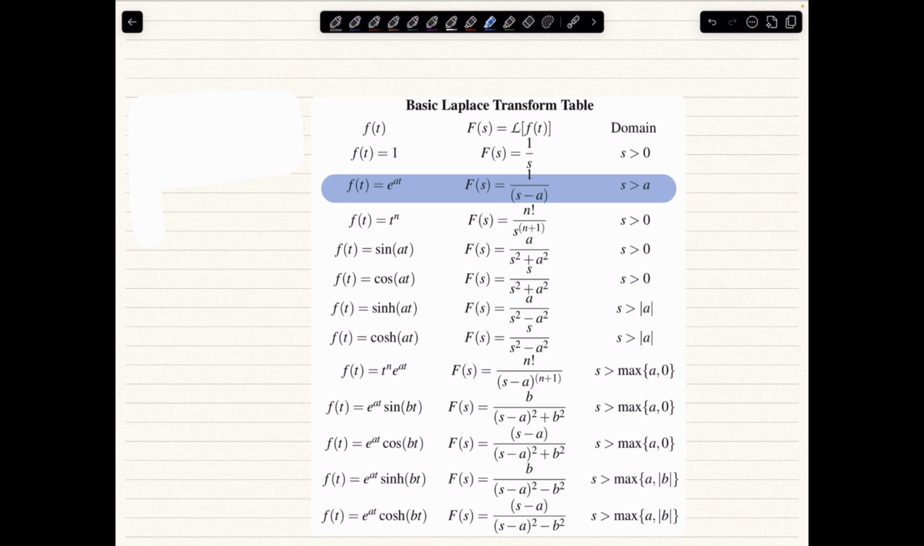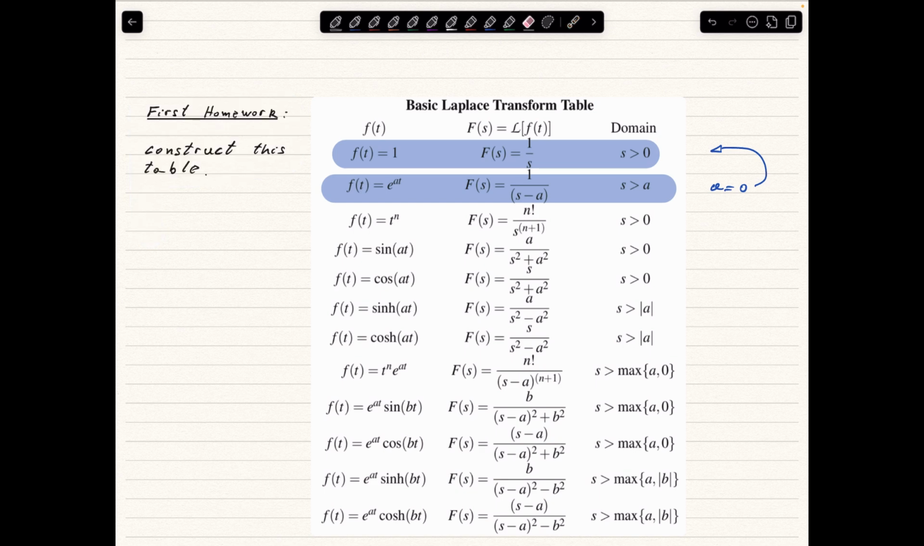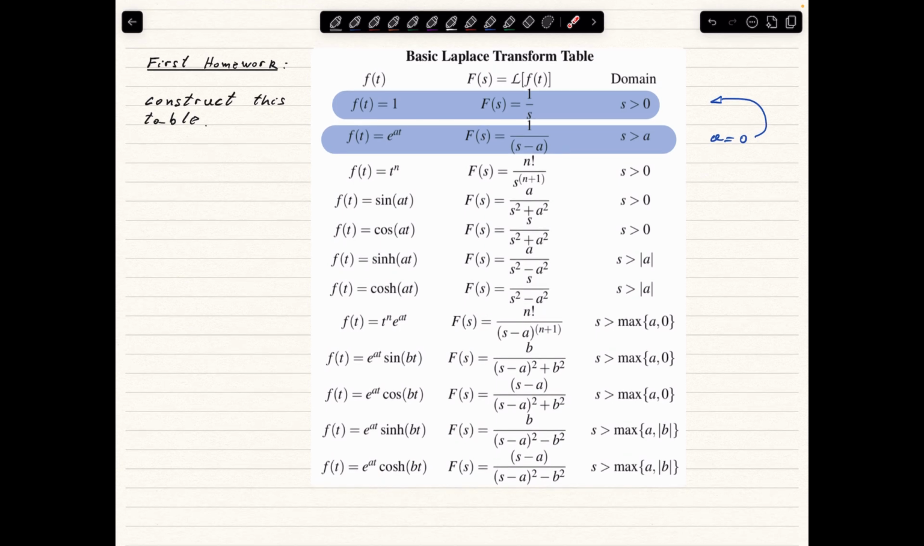And notice that if we, for example, consider the case a equals 0, then the exponential is 1, and actually we have proven this result also. So the Laplace transform of the function 1 is a particular case of the exponential when a is 0. So we have proven these two entries in the table, and the idea now is to do homework and construct the rest of this table.